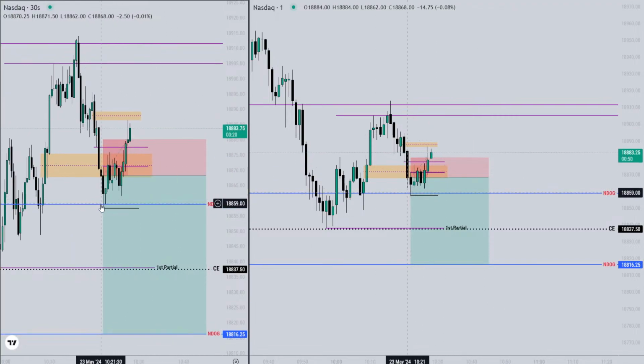This is called the reaction from the new day opening gap high. The reaction sent the price until the last fair value gap.